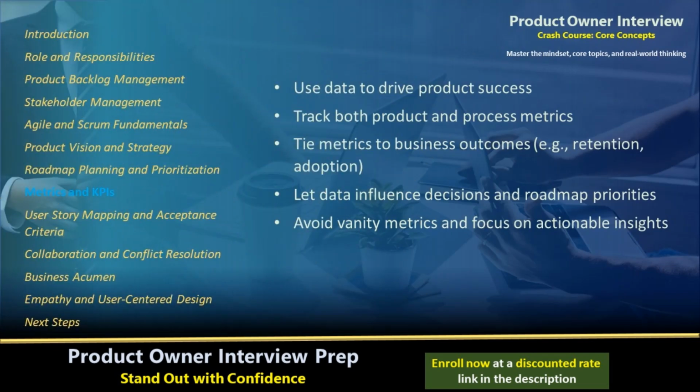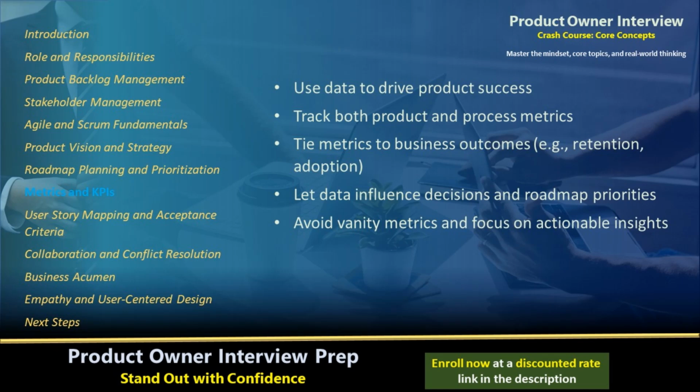Start by differentiating between product metrics and process metrics. Product metrics focus on customer and business outcomes like activation rate, retention, usage frequency, NPS, or conversion. Process metrics are about delivery, like cycle time, sprint velocity, or lead time. Be clear about which one you focus on and why. For example, if you're working on a B2B SaaS platform, maybe your key metrics are user engagement, churn rate, or time to value. If you are in e-commerce, it might be cart abandonment, AOV, or conversion rate.